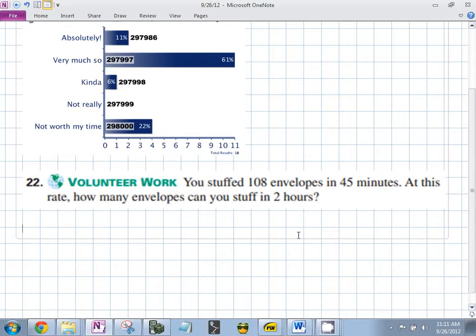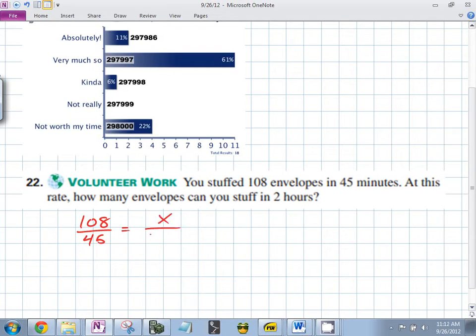Ratio. Go. Ratio. I like that. How many envelopes? 108. How many minutes? 45 equals x over 120. Yeah, there you go. So then what, 2 words? What do I do next? Cross multiply. Oh, look at that. Then cross multiply. I like that. Excellent.